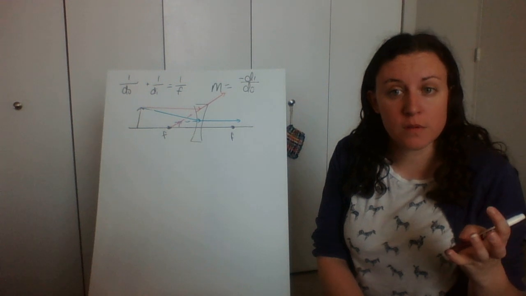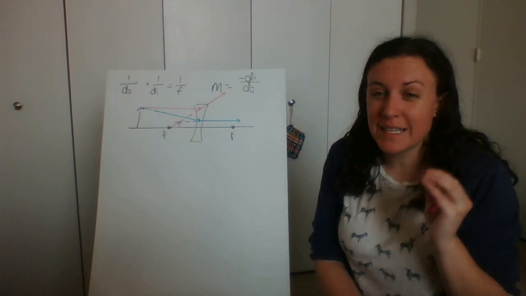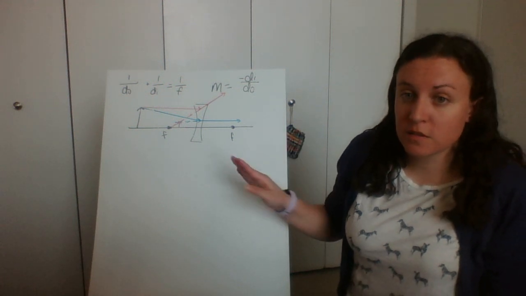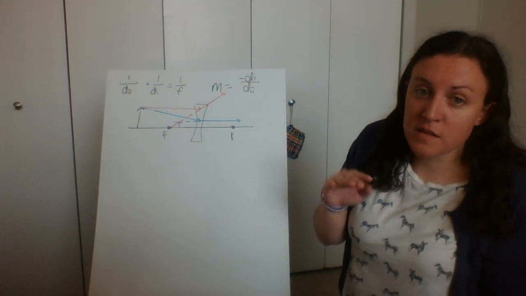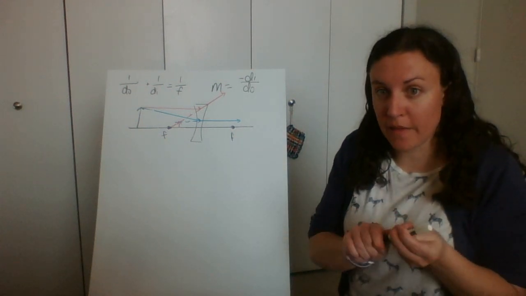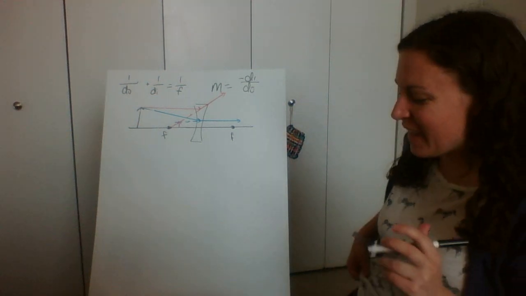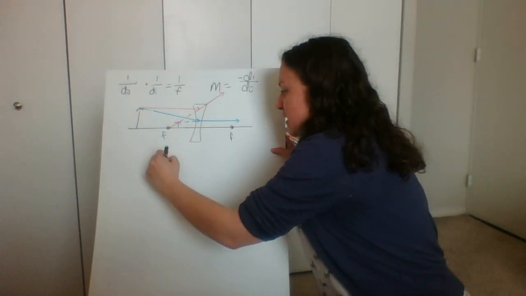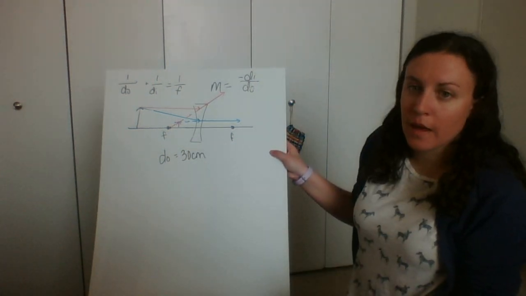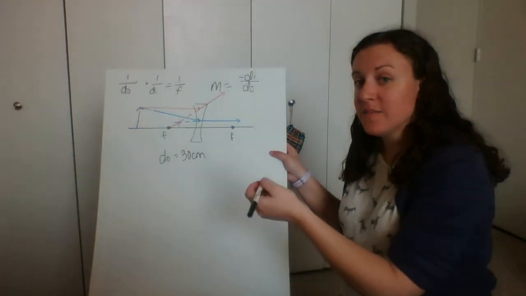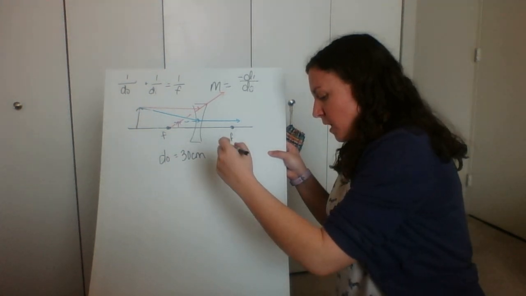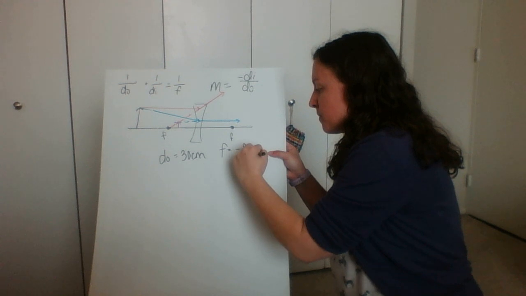Now, good news, all diverging concave lenses look exactly like this. So if you can get this down, everything that looks like this lens is going to have this exact same picture. So let's do the math. Equations stay the same. Let's say that my object distance is 30 centimeters. My focal length, because this is diverging, has to be negative. So focal length is negative 20 centimeters.